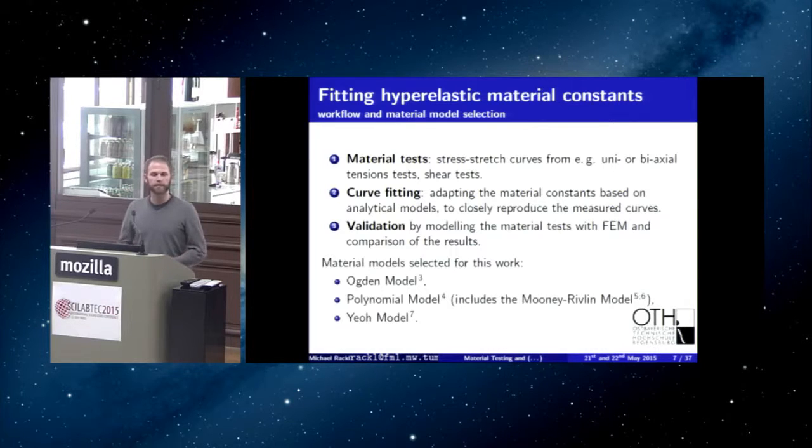Now, the three models we selected were the Ogden model, the polynomial model. I guess some people are familiar with the Mooney-Rivlin model. It is a special case of the polynomial model. And the Yeoh model, which is not exactly new, but I think it was developed around 1993, so it's not as old as the upper two.